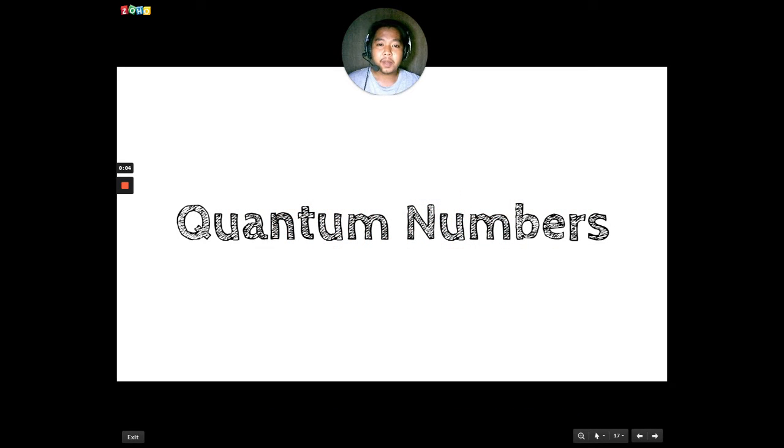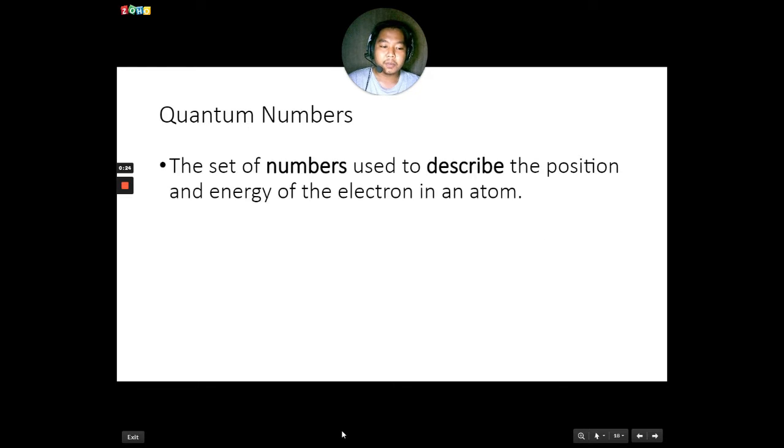So the quantum numbers are the ones that we are going to use to identify the possible position of an electron. To formally define what quantum numbers are, they are a set of numbers. Basically, we have 4 quantum numbers, and this set of numbers is used to describe the position. And when we talk about the position, we now understand that it's not the exact position, but the possible location of the electron and the energy of the electron in an atom.